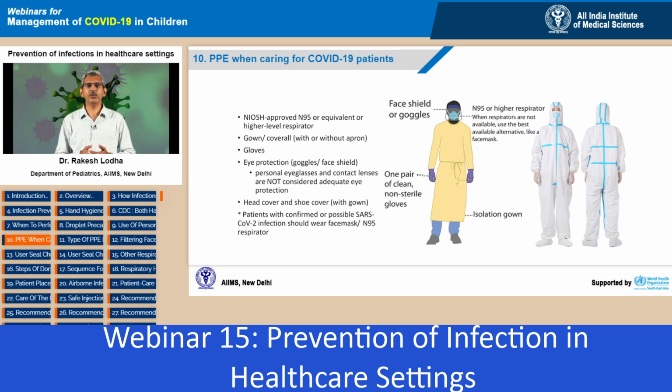So, we need to use approved N95 or equivalent or a higher level respirator. Face masks can be used if a respirator is not available, but while performing aerosol generating procedures such as nebulization, a respirator is a must. Gowns or coveralls with or without apron have to be used. If you look at a gown, it does not cover the head, neck and lower legs, while the coveralls are designed to cover the whole body and sometimes even the feet. Most people would use 2 pairs of gloves.